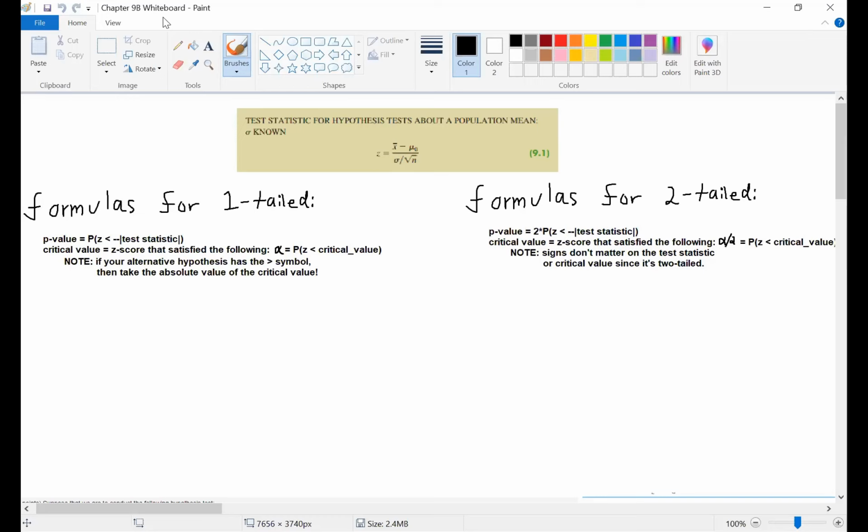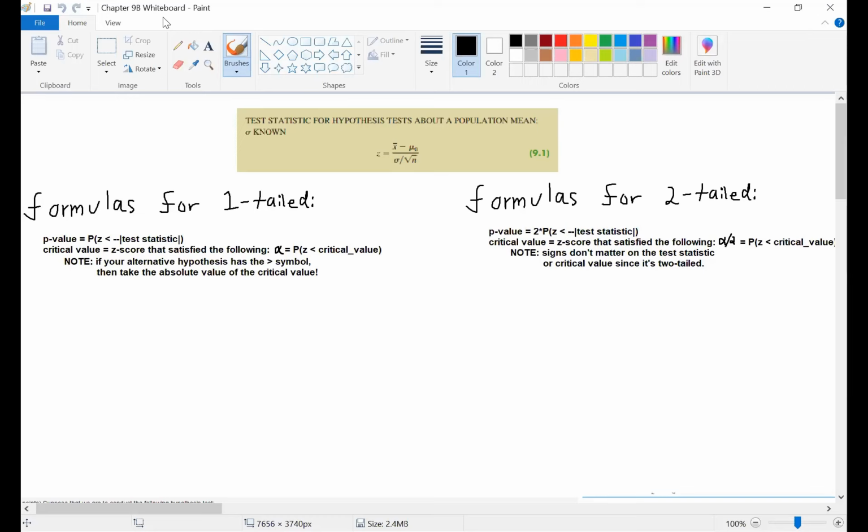We're going to start with the easiest one. And this one is if we're dealing with the population mean and we know the population standard deviation. We'll use our sample mean as our point estimator. Now, when we do our hypothesis tests, you have one of two possibilities. It can be one-tailed or two-tailed.